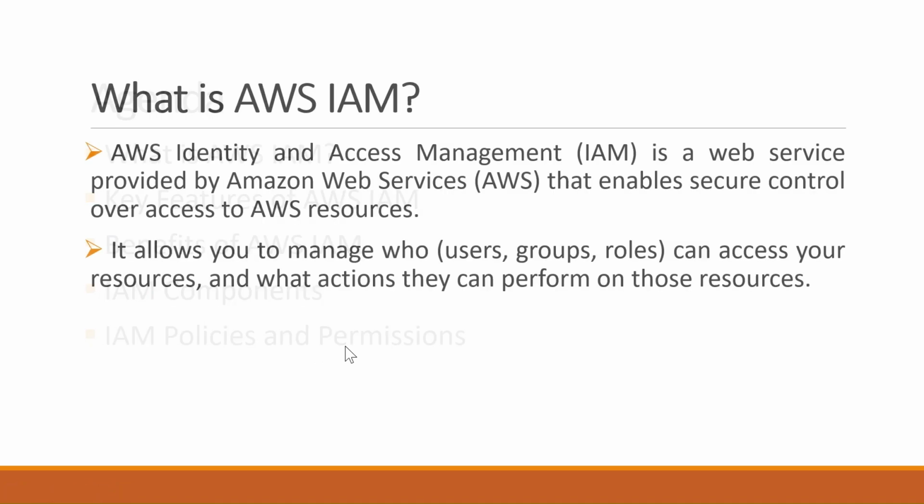So firstly, what is AWS IAM? AWS Identity and Access Management is a web service provided by Amazon Web Services that enables secure control over access to AWS resources. It allows you to manage who, that means users, groups or roles, can access your resources and what actions they can perform on those resources.